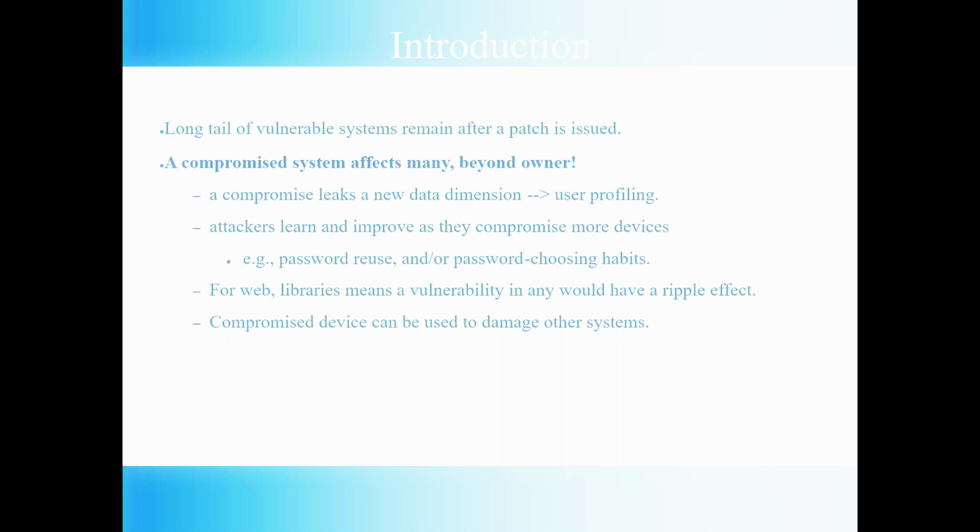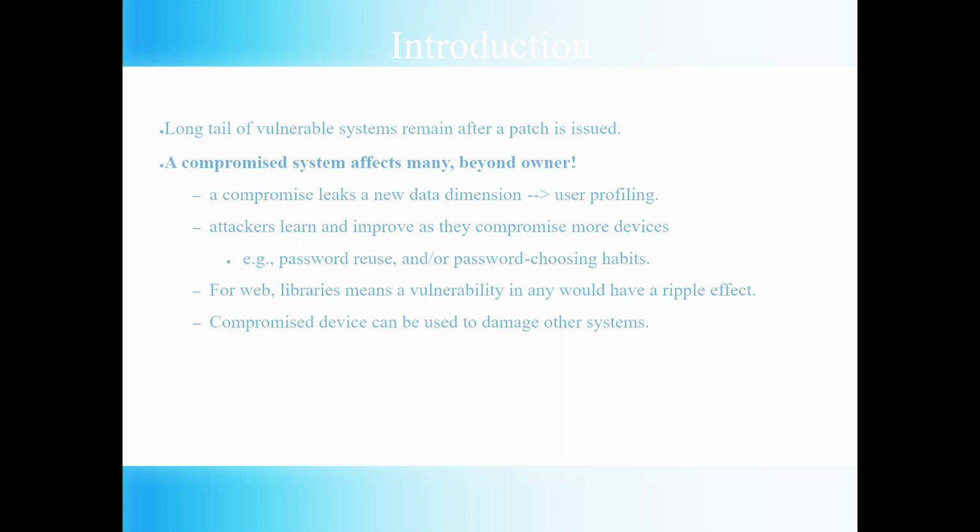Over the internet, there are a lot of systems that are vulnerable, and even when there is a software vulnerability, a patch is issued, and this patch remains unapplied for a really long time. So there's always this long tail of vulnerable devices available on the internet, and of course the big question is, why aren't these devices being patched, even though a patch is issued?